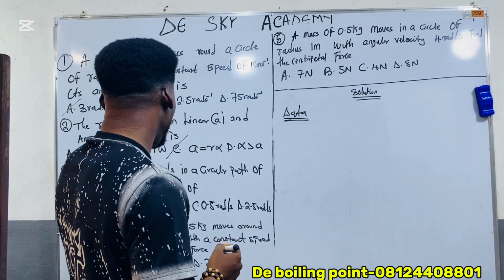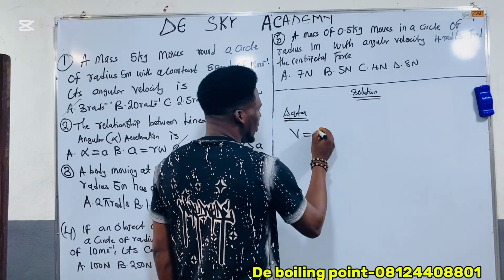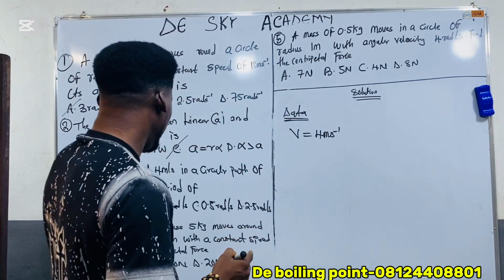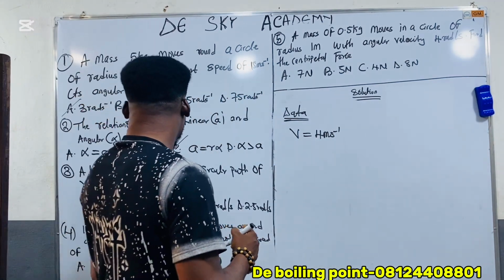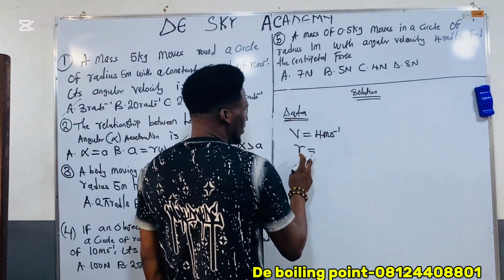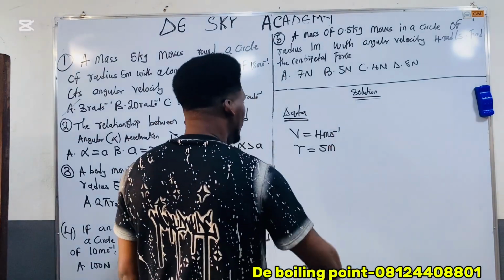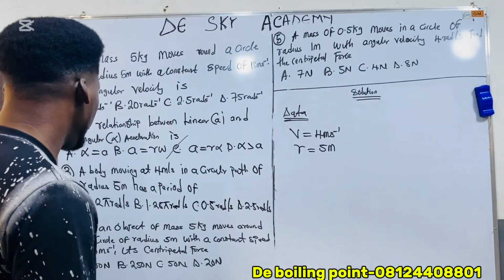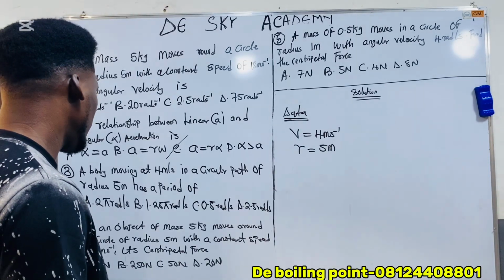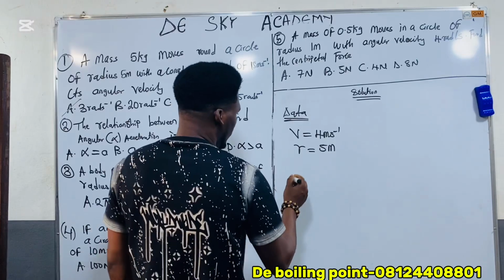They said a body moving at 4 meters per second. So that means they gave us velocity here. What is the velocity? 4 meters per second, in a circular path of radius. So they gave us radius. Radius is equal to 5 meters. It has a period. That means we are looking for period.